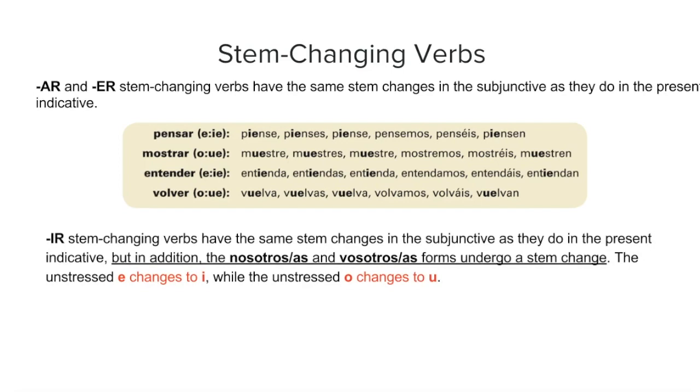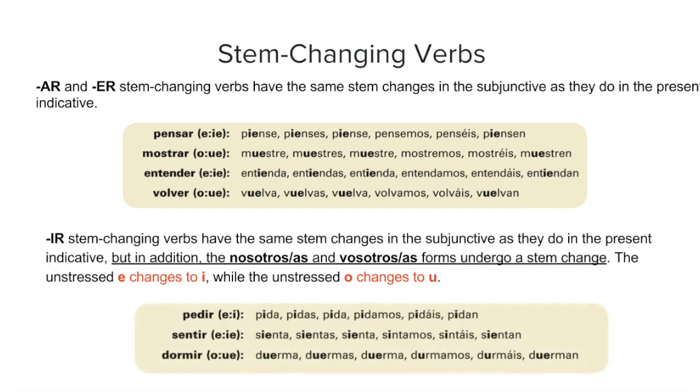IR verbs, however, were a little bit of a different story. The nosotros and vosotros forms still have a stem change, but it's not the stem change you're used to. In these, the stem change would be E to I or O to U, as in the examples below with pedir, sentir, and dormir.